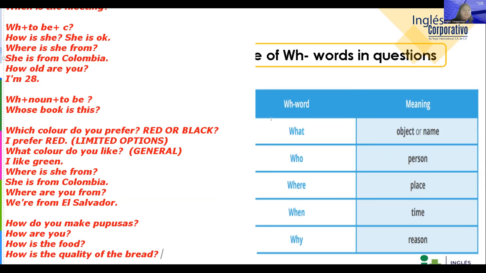Excellent. Okay. So now let's practice a little bit the pronunciation. What? Who? Who? Where? Where? When? Why? Why? Again? What? Who? Where? When? Why? Okay, thank you so much, guys.